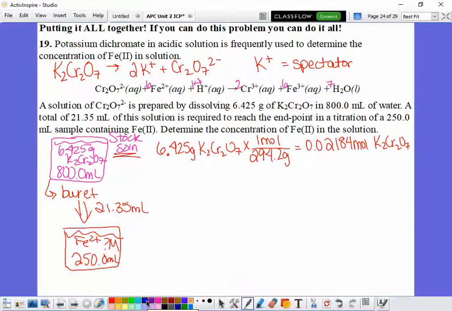Now to find the concentration of that potassium dichromate solution, what do we do? Divide it by the volume of the solution that I made. How much of this solution did I make? 0.8 liters. Good. Because it's 800 milliliters. So 0.02184 divided by 0.8 will give us the concentration of our potassium dichromate, which you should get 0.02730.